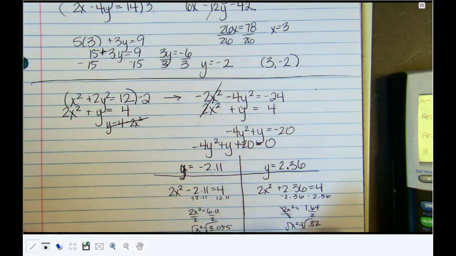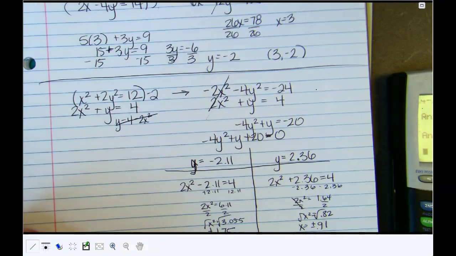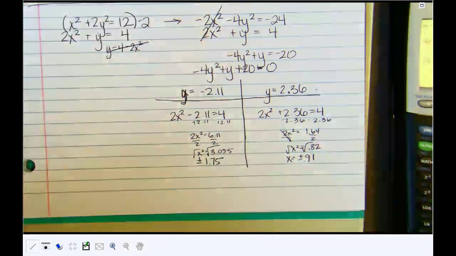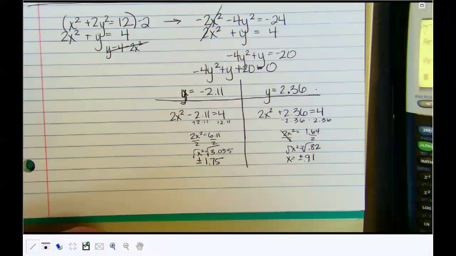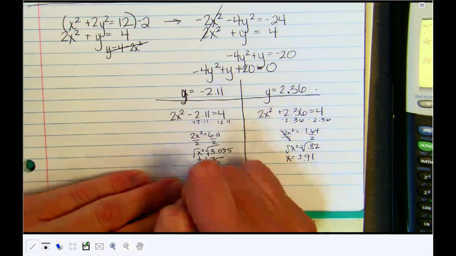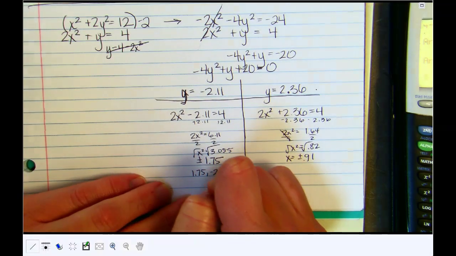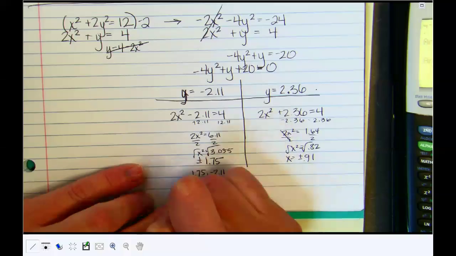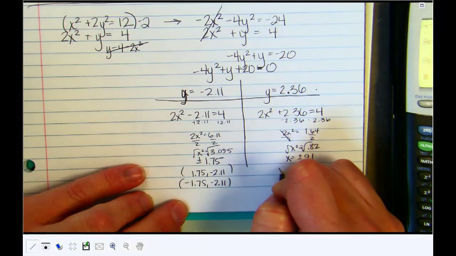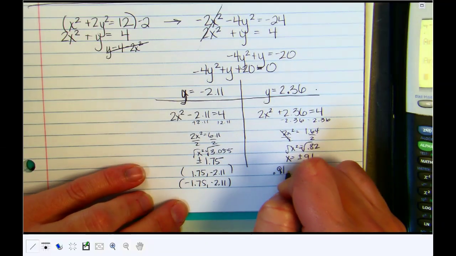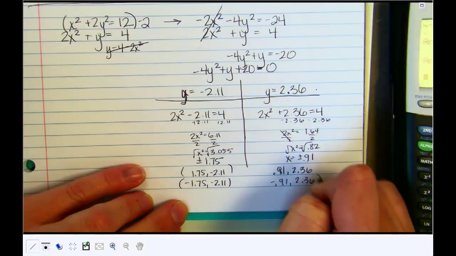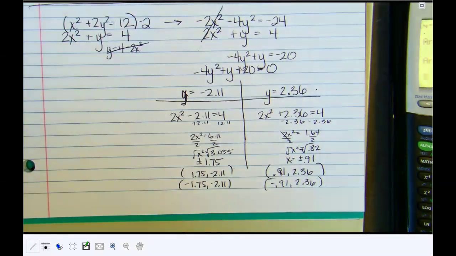I got 0.91, plus or minus 0.91. Sorry, I ran out of my screen. There you go. So 4 answers, because the x has a plus or minus in it. So 1.75 and negative 2.11, negative 1.75, negative 2.11. And then 0.91 and 2.36 and negative 0.91 and 2.36. There you go. 4 answers.